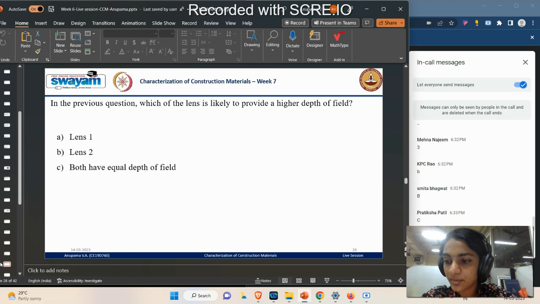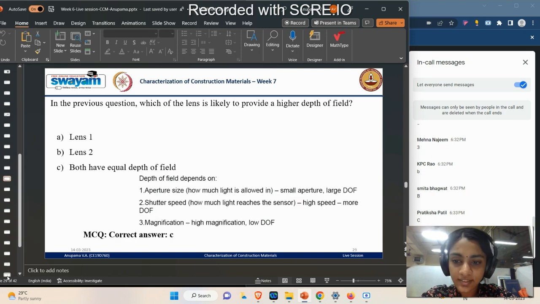Okay, let me move to the correct answer. The correct answer is C. Higher the magnification, lower the depth of field. Here, both of the lenses are equal and they have the same magnification, which means that they have an equal depth of field. So, move to the next question.